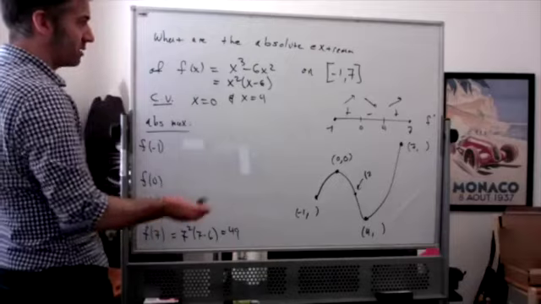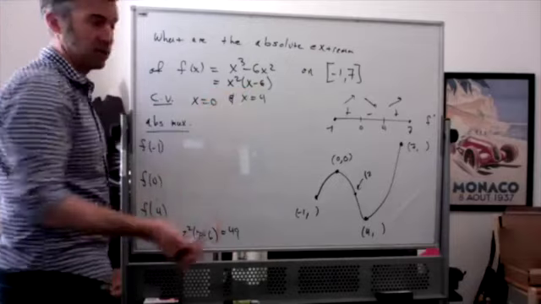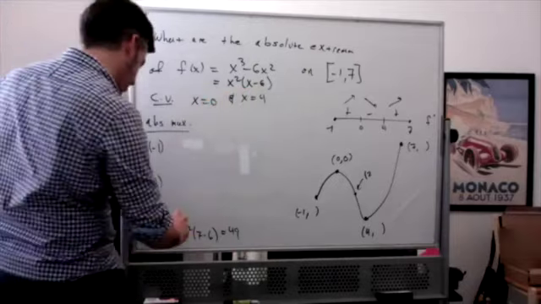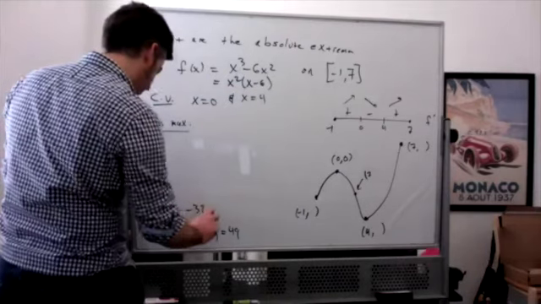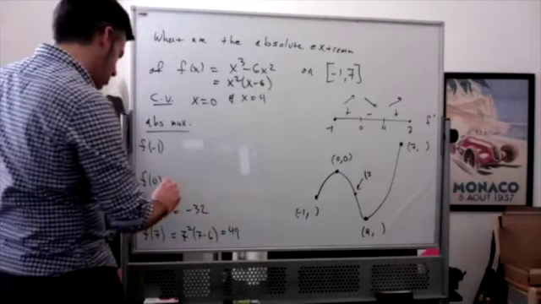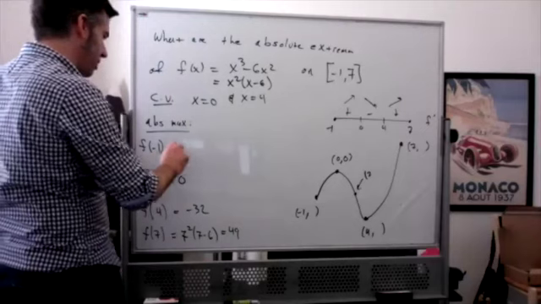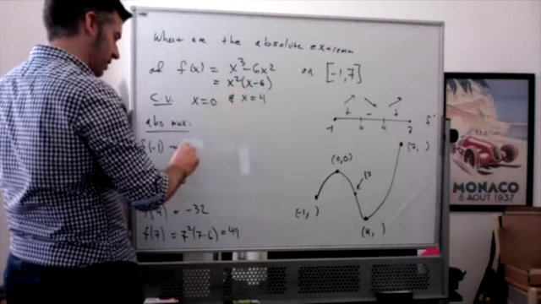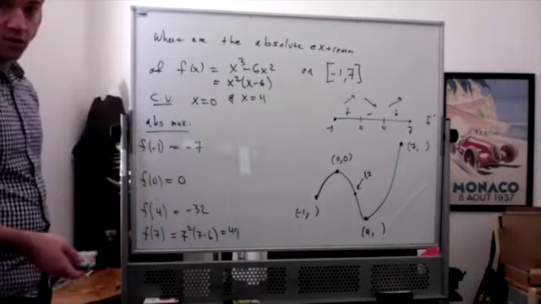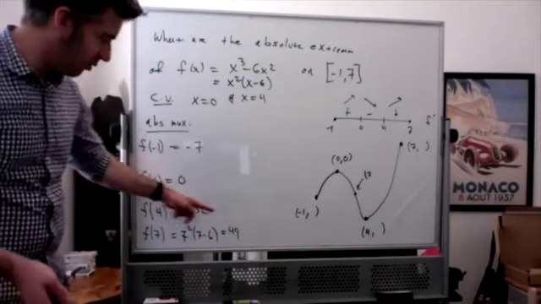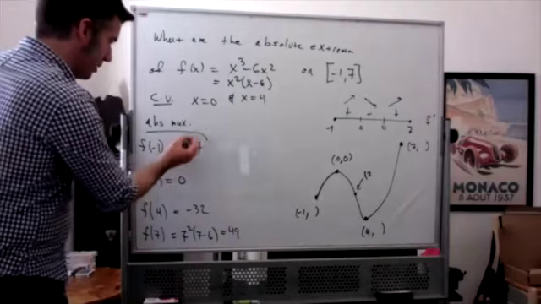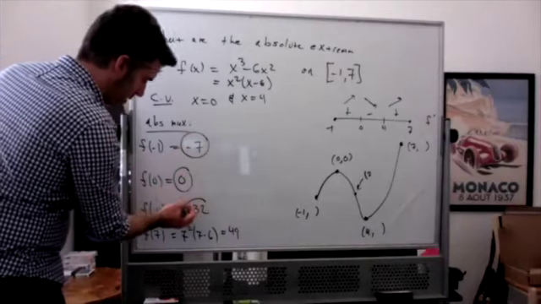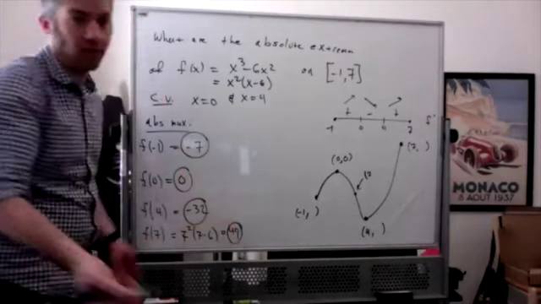And f of 4 is going to be 4 squared times 4 minus 6, which is 16 times -2, which is -32. F of 0 is 0. And f of -1 is -1 squared, which is 1, times -1 minus 6. So 1 times -7. Great. Which of these 4 numbers is the biggest? -7, 0, -32, or 49?